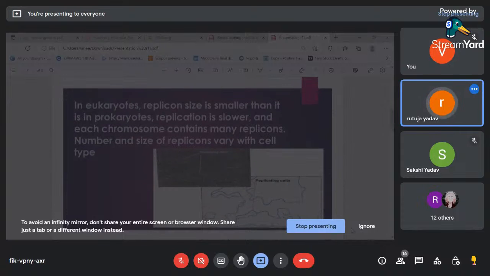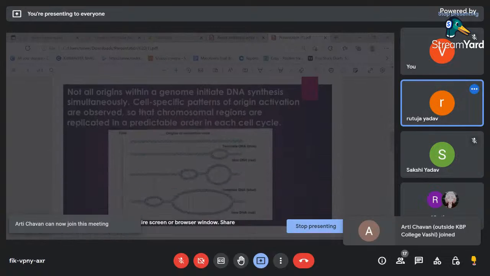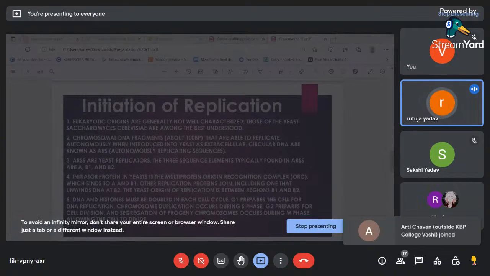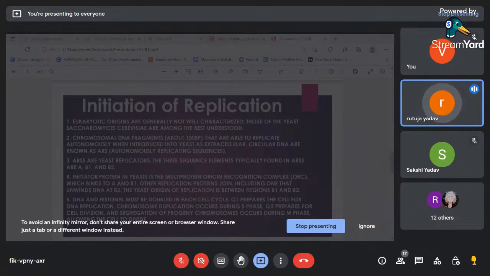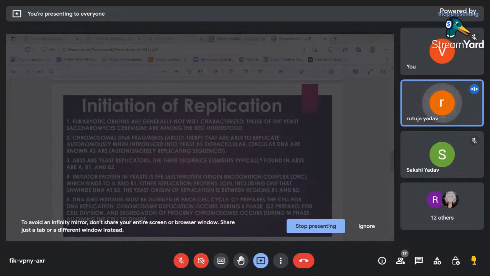initiate DNA synthesis simultaneously. Cell-specific patterns of origin activation are observed, so that chromosomal regions are replicated in predictable order in each cell cycle. So, initiation of replication. Eukaryotic origins are generally not well characterized. Those of the yeast Saccharomyces cerevisiae are among the best understood.